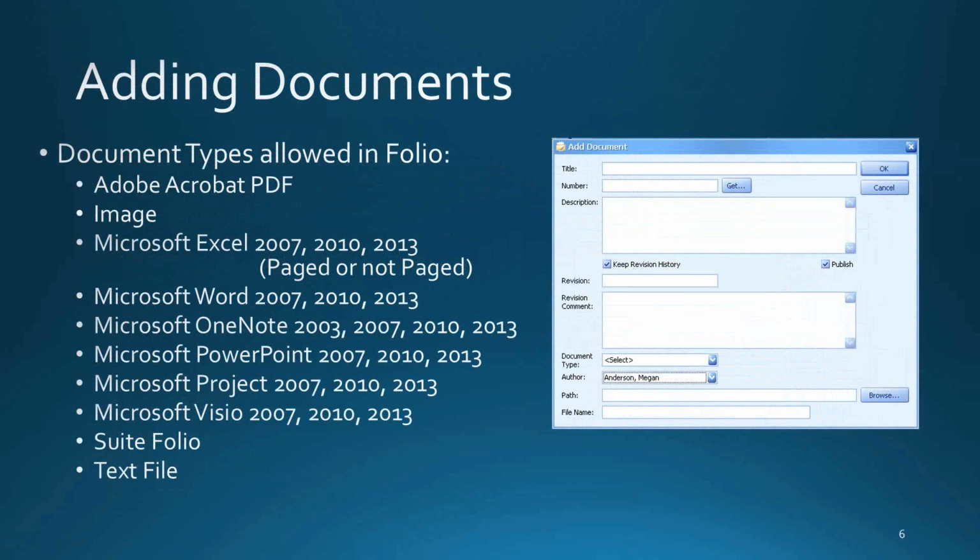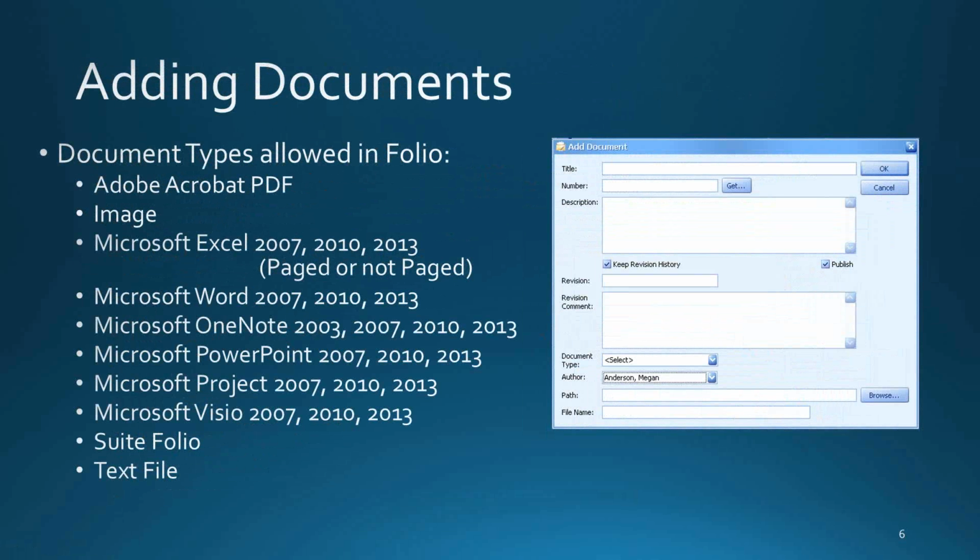And you can put in a revision number that can either be a number or a Roman numeral or a letter, and a revision comment, a document type, the author, the path to the file, and the file name itself. Also note the types of files that you can add to the folio. There's a variety for you to choose from.